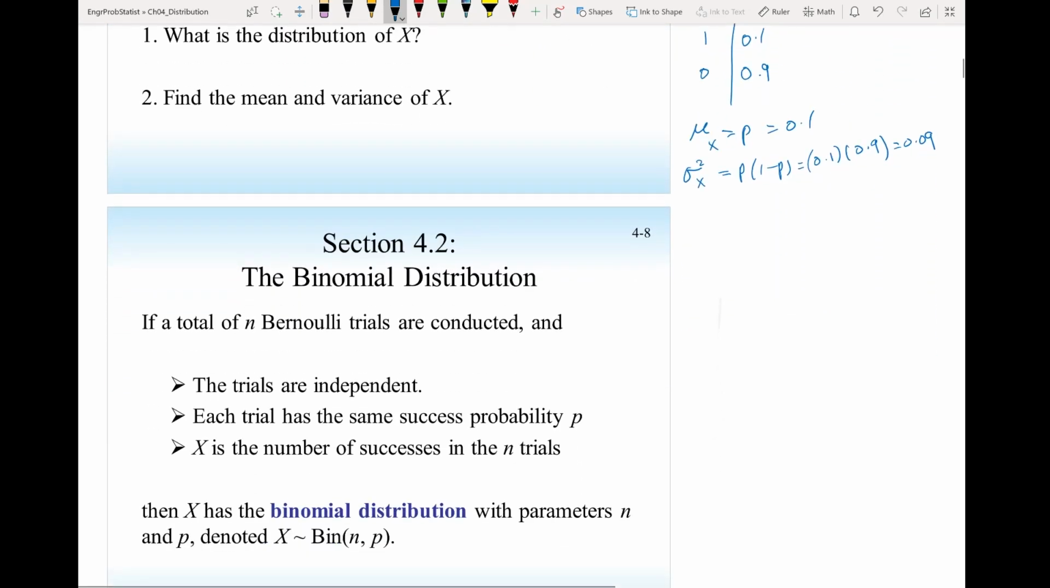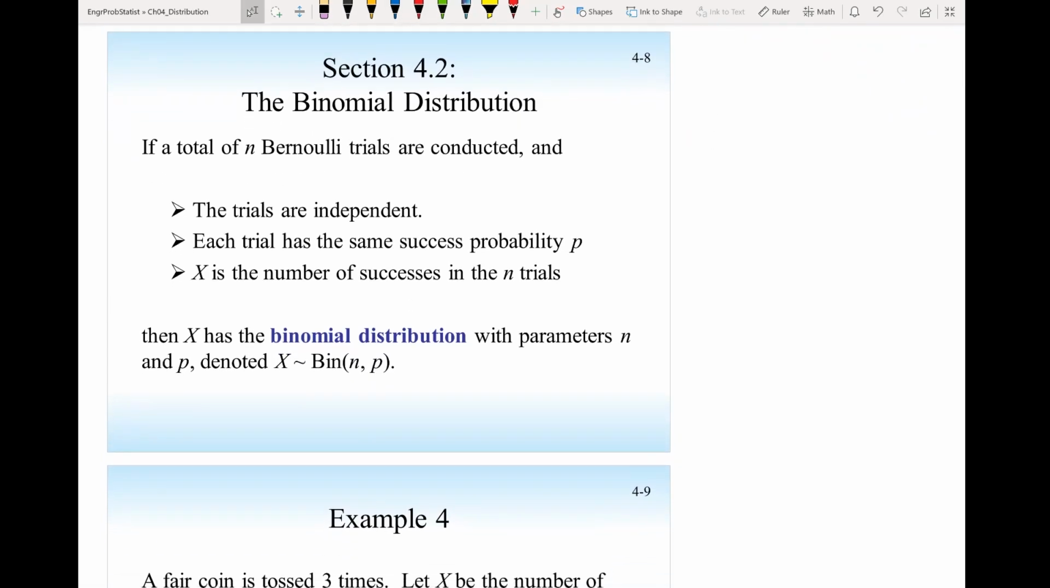Right, let's now talk about the binomial distribution. And there is a relationship between binomial and Bernoulli trial. First, Bernoulli trials are independent. So if I flip the coin and I got head, if I flip the coin a second time, it could be head, it could be tail. It's not affected by the first outcome. Each trial has the same success probability. So the probability of head is 50%, next trial 50%, the same.